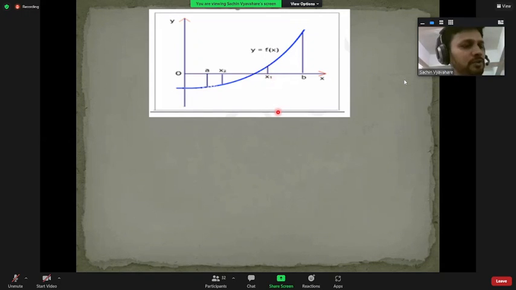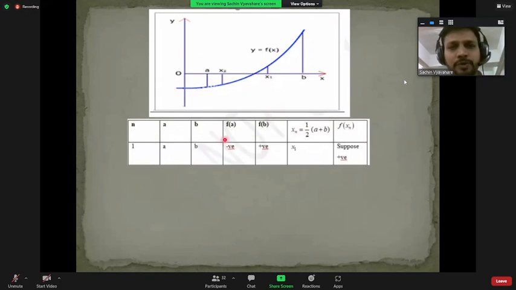So where is the root now? Let me first show you here. This is the table we have to prepare in the exam for that particular equation. n is the number of iteration. This is a and b, so f of a, f of b. You'll observe f of a is negative, f of b is positive. So x1 is calculated with the formula a plus b upon 2. F of x1, we assume it is positive.